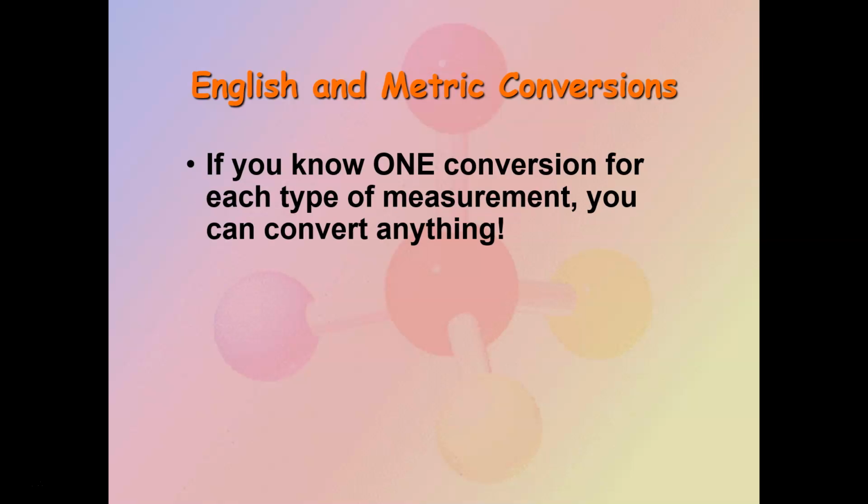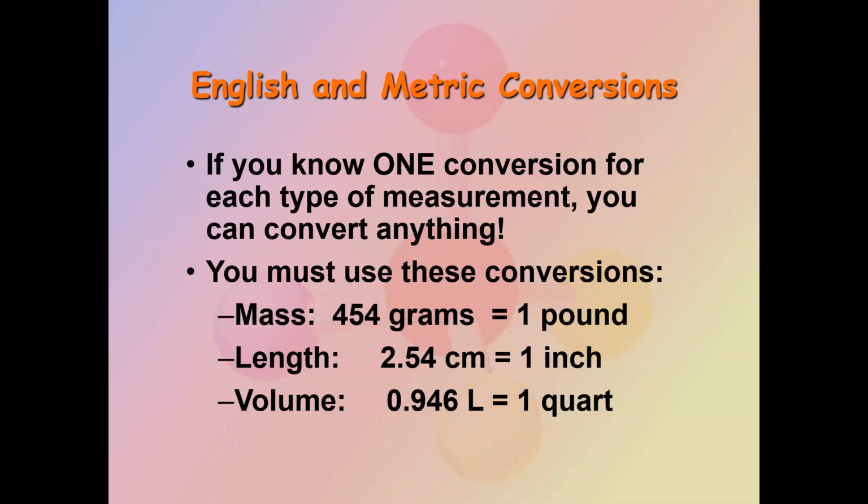So if you know one conversion factor for each type of measurement, you can convert anything. So if you know that 454 grams equals 1 pound, or that 2.54 centimeters equals an inch, or that 0.946 liters equals 1 quart, we can go from English to metric. Now, I'm not asking you to memorize these, but they will come up a lot in the conversion factors that we do.